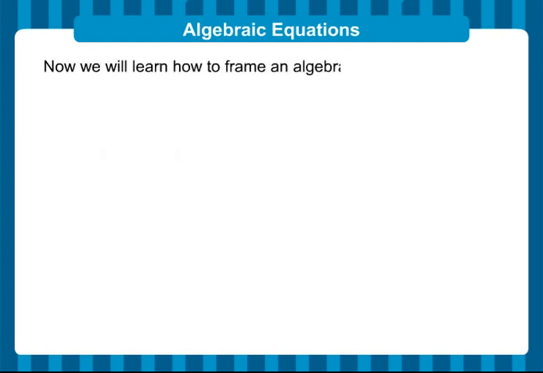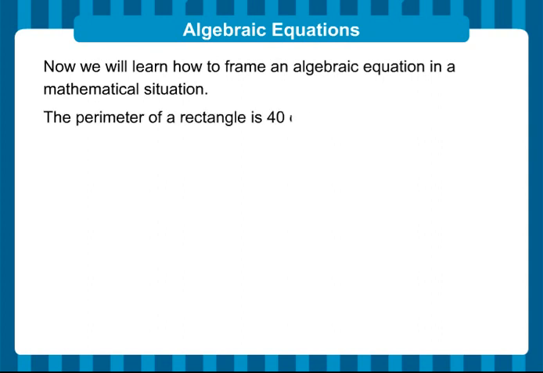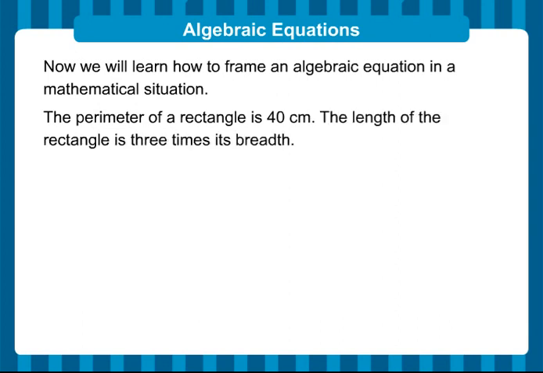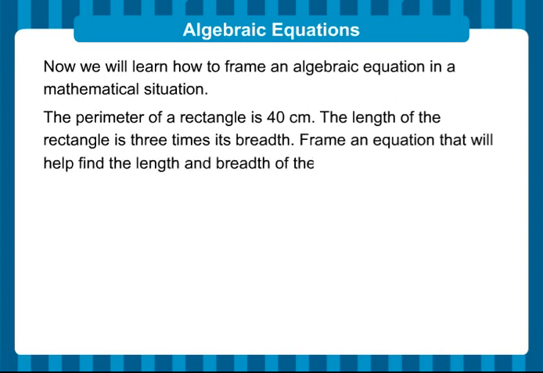Now, we will learn how to frame an algebraic equation in a mathematical situation. The perimeter of a rectangle is 40 centimeters. The length of the rectangle is 3 times its breadth. Frame an equation that will help find the length and breadth of the rectangle.